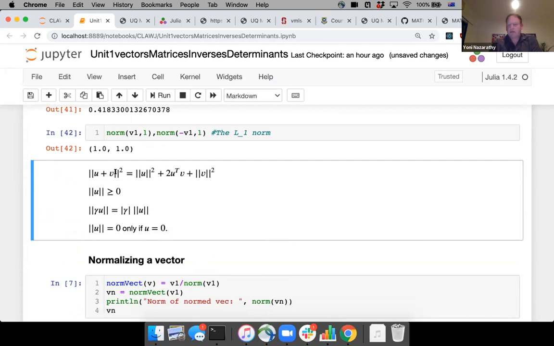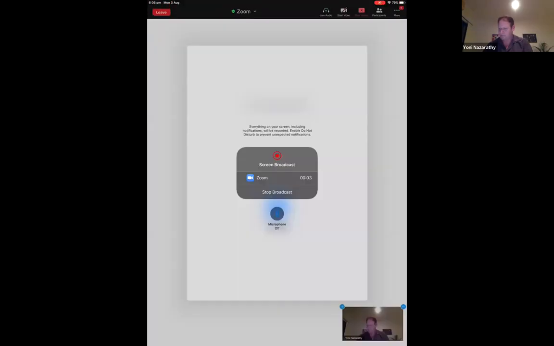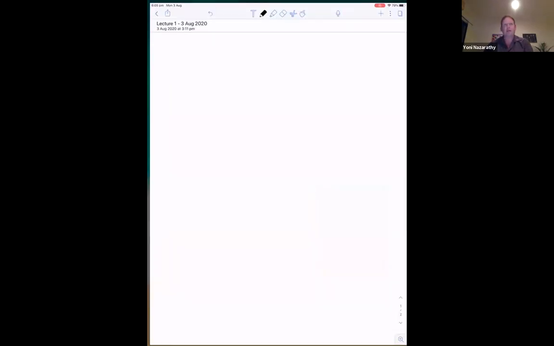For this first one, this is the first time I'll do it with you, let's go to the writing pad. We do have a writing pad. Let's see if this thing works. So the norm of a sum of two vectors. Okay, the norm of a sum of two vectors.